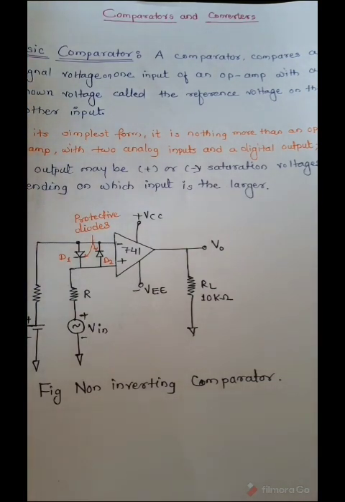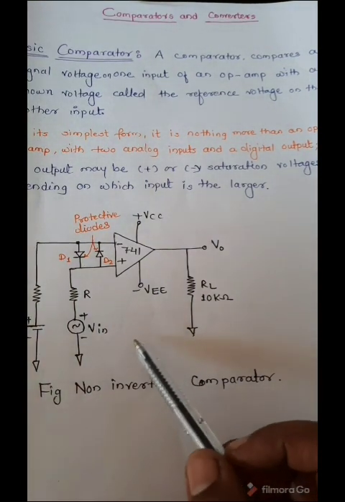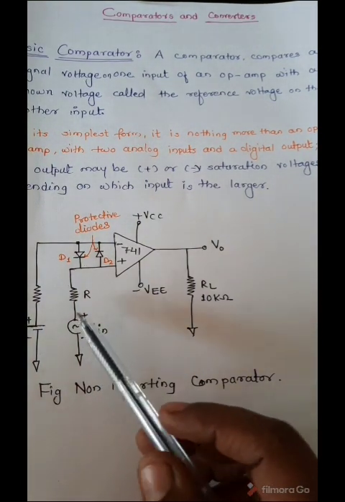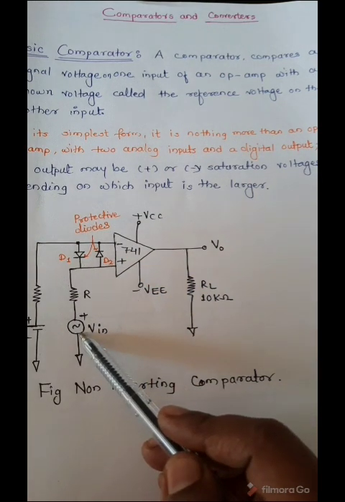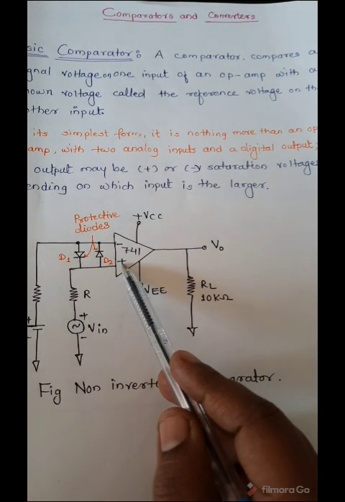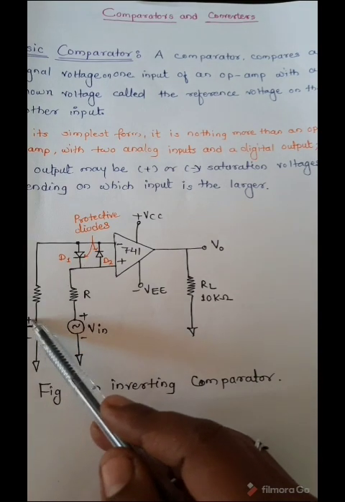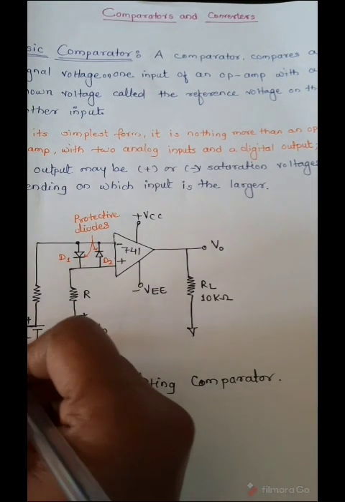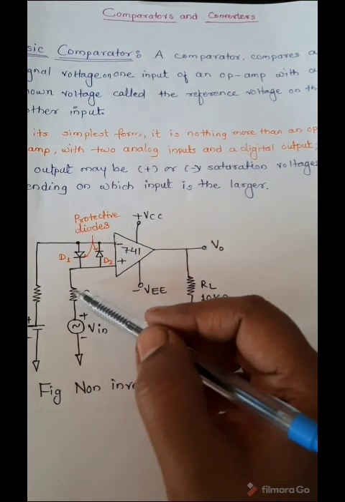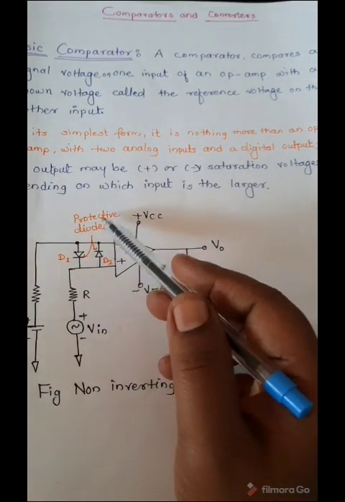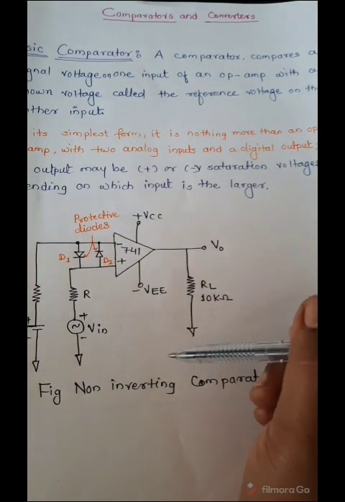Okay. So we'll see the first basic comparator circuit. In this figure we can see there are two input signals given to the op-amp input terminals. The Vin input signal is given to the non-inverting input terminal and the reference voltage, which is plus 1 volt, is given to the inverting input terminal. Here we have also provided protective diodes for the op-amp circuit.